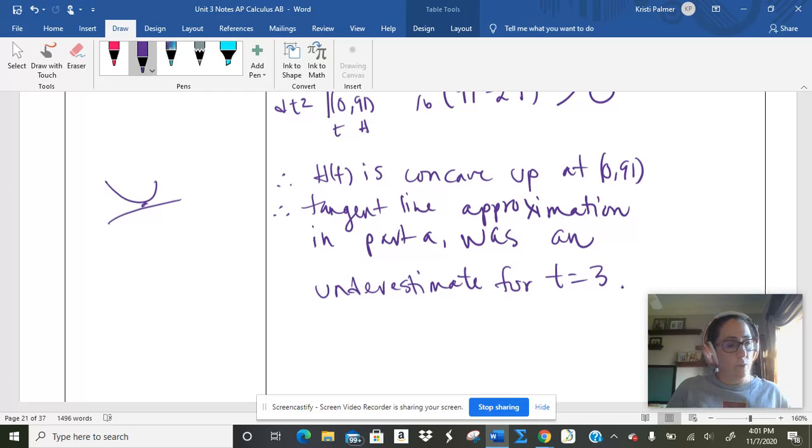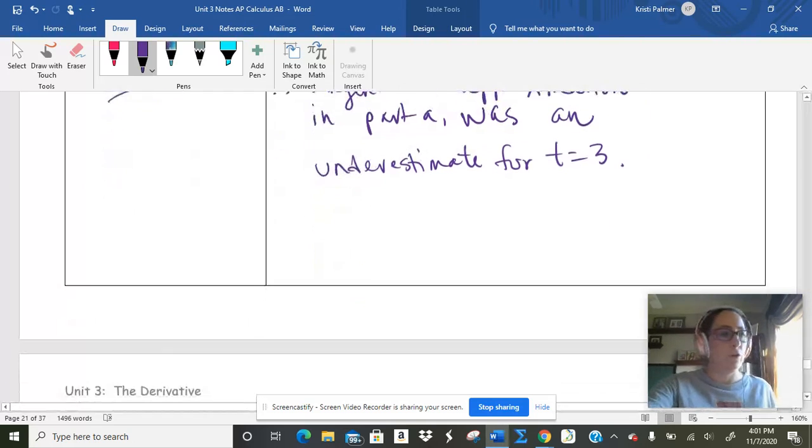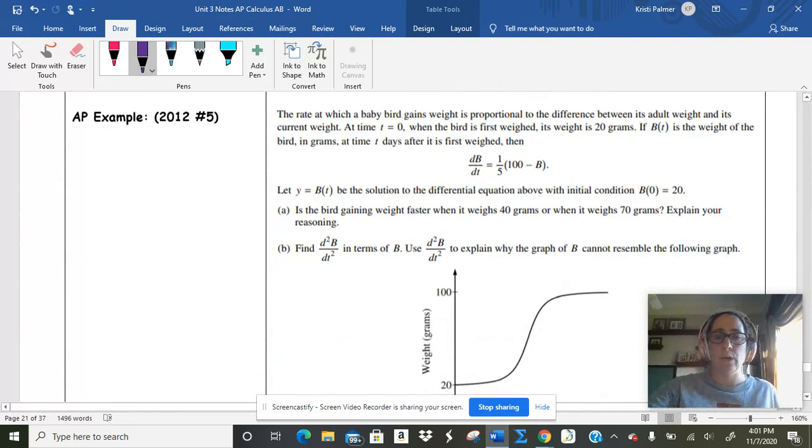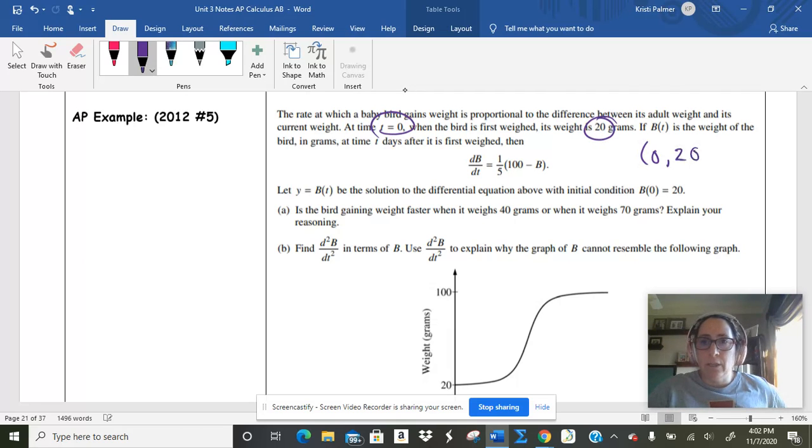Okay, we are going to do one more together. This was from 2012, number 5, and we're just going to do parts A and B. The rate at which a baby bird gains weight is proportional to the difference between its adult weight and its current weight, and at time equals 0, the bird is weighed, and we get 20. So I know at time equals 0, we're at 20 grams, and B of t is the weight. So we have t and B of t, or you could just say B.